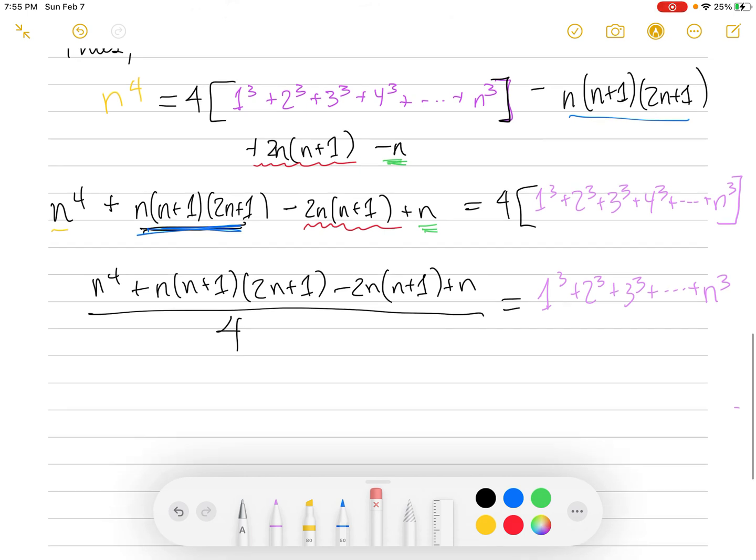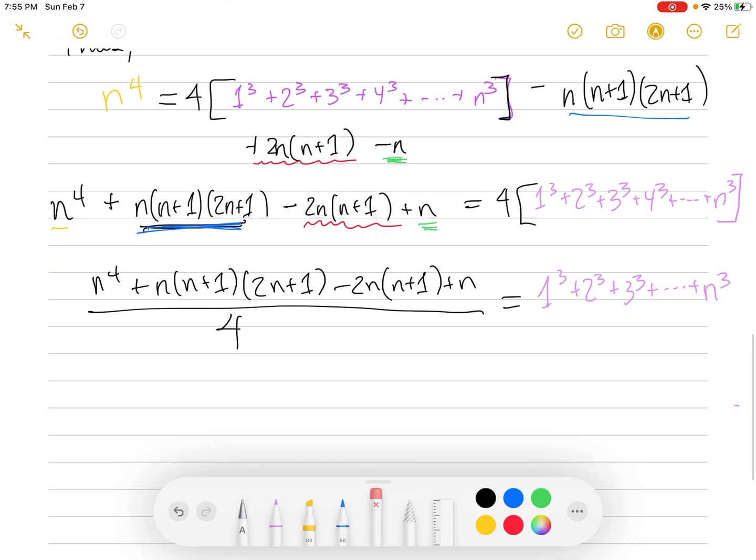Okay, so how does this work? Notice here that the first term, n to the fourth, has an n. The second term has an n right here. The third term has an n right here. And the fourth one has an n right here. So they all have an n in common. We're going to pull an n out. And when we pull an n out, what are we going to be left with?